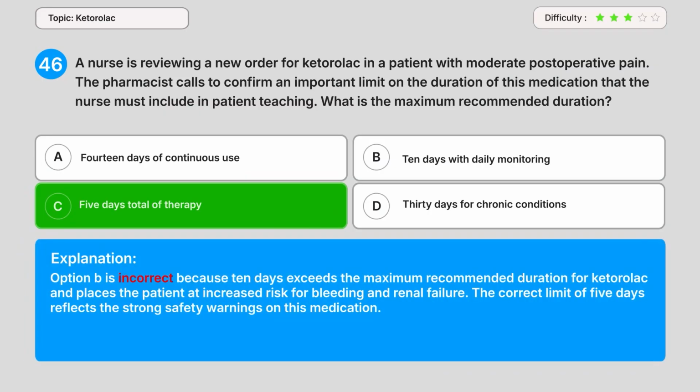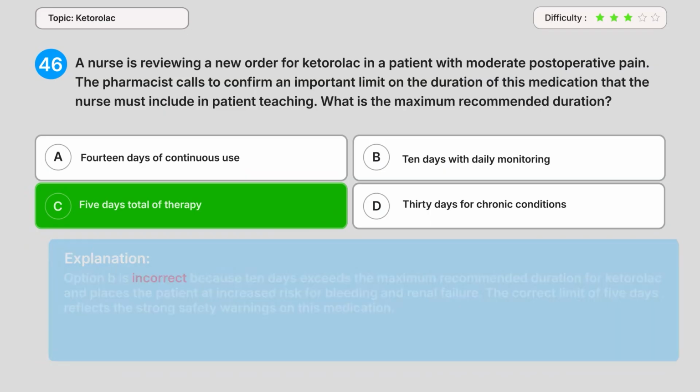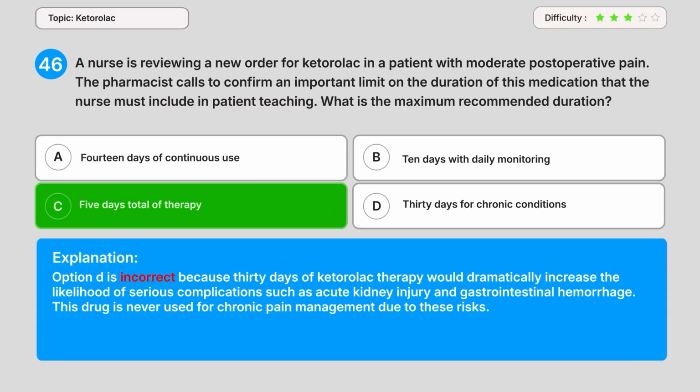Option B is incorrect because 10 days exceeds the maximum recommended duration for ketorolac and places the patient at increased risk for bleeding and renal failure. The correct limit of 5 days reflects the strong safety warnings on this medication. Option D is incorrect because 30 days of ketorolac therapy would dramatically increase the likelihood of serious complications such as acute kidney injury and gastrointestinal hemorrhage. This drug is never used for chronic pain management due to these risks.